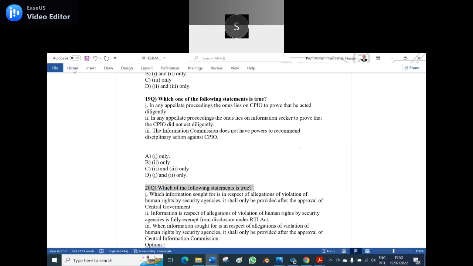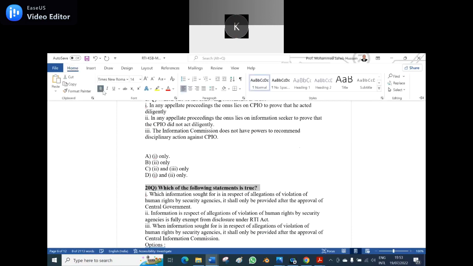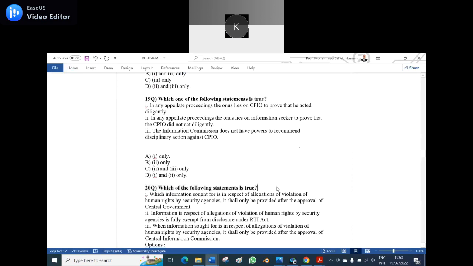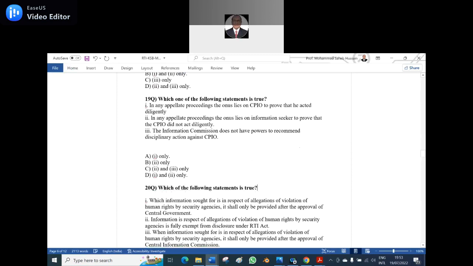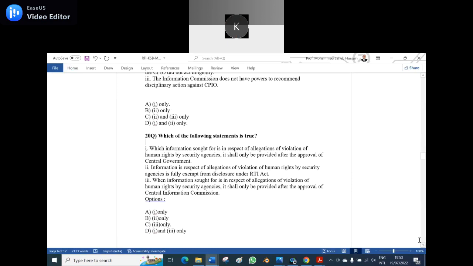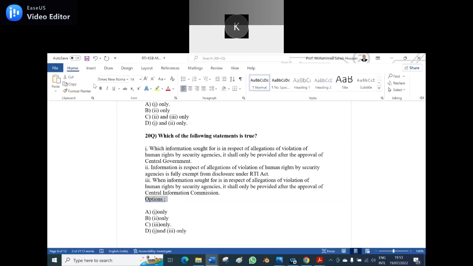Shoot your answer. Sir, it's option C. It's option C, sir. Option A is the correct answer. In any appellate proceedings, the onus lies on CPIO to prove that he acted diligently. The burden lies on CPIO only.